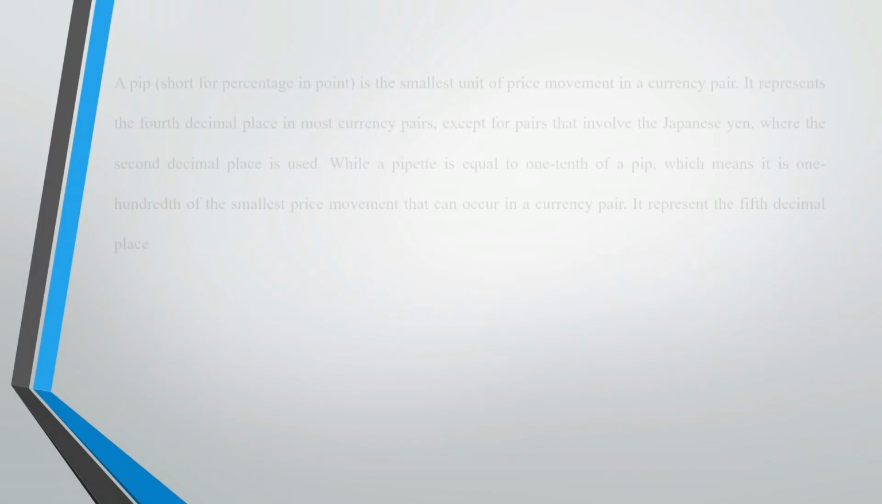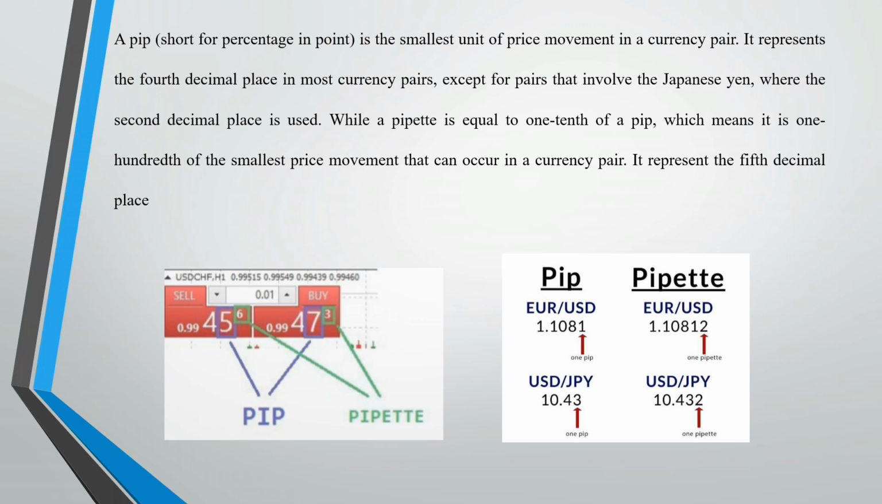With that being said, let's get to know what a pip is. A pip, short for percentage in point, is the smallest unit of price movement in a currency pair. It represents the 4th decimal place in most currency pairs, except for pairs that involve the Japanese yen, where the 2nd decimal place is used. A pipette is equal to 1/10 of a pip, which means it is 1/100th of the smallest price movement that can occur in a currency pair. It represents the 5th decimal place.